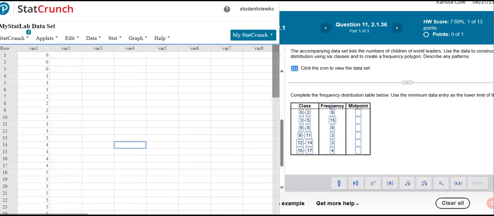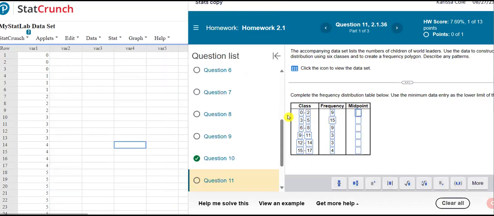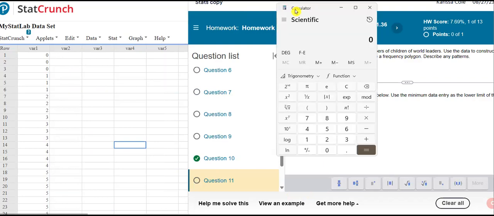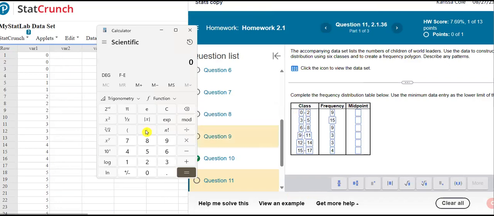So we have the frequencies, we have the classes. To do the midpoint, I don't know if this is something that's in StatCrunch or not, maybe it is, but it's really simple to do it with just a regular old calculator. Take your lower class limit and add it to your upper class limit. It doesn't matter which class you pick, it's going to be the same. So 0 plus 2, and then you cut that in half. Make sure you do the addition first and then the division. Don't do 0 plus 2 divided by 2 all in one string, because your calculator will do the order of operations and it'll get you the wrong answer.